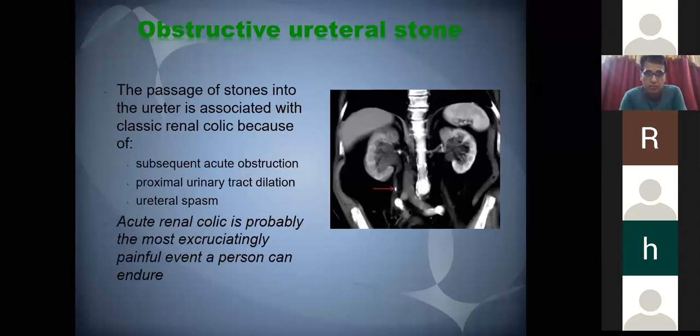But when there is obstruction, it causes severe colic. Here you can see on the X-rays there's a proximal ureteric stone causing proximal hydronephrosis, dilatation of the calyceal system, and when there is subsequent acute obstruction, as you can see, the proximal dilatation and ureteral spasm. What does it cause? It causes acute renal colic, which is very painful and very difficult to bear.